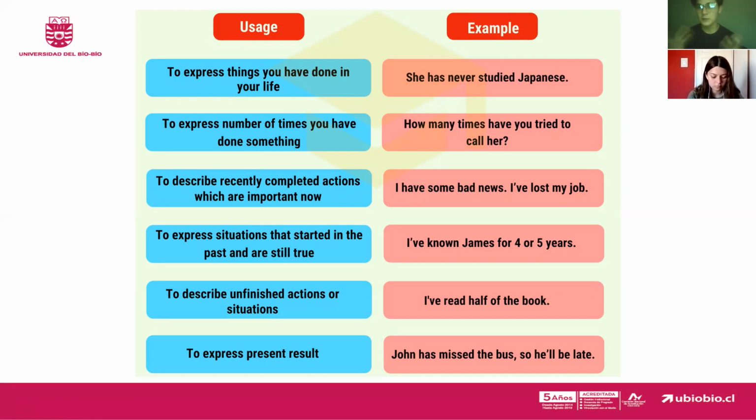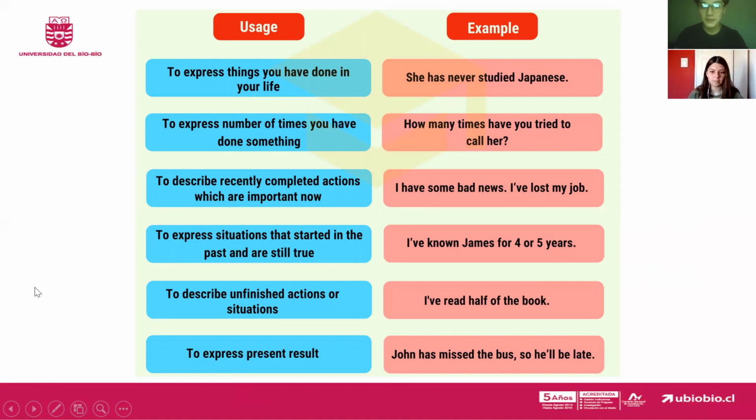In this case, we are expressing the number of times you have done it, because you have called her, but you are going to call her again. The next one is to describe recently completed actions which are important to know. For example, I have some bad news. I've lost my job, because he lost his job, but he can do it again, who knows.